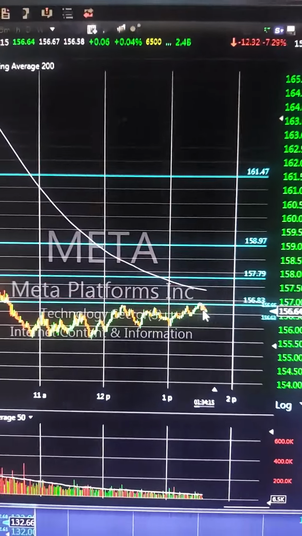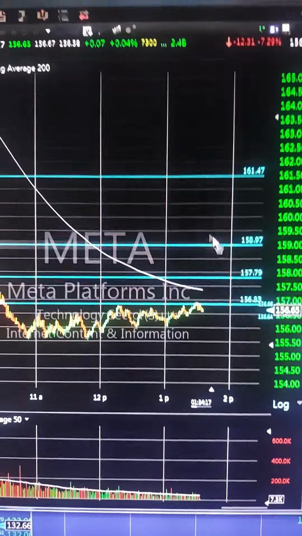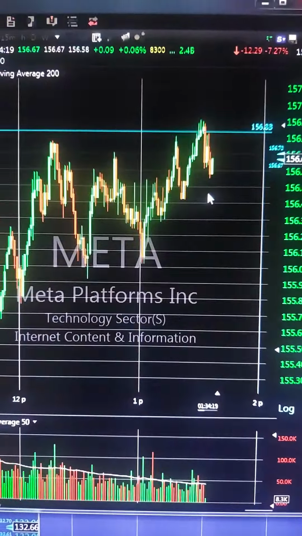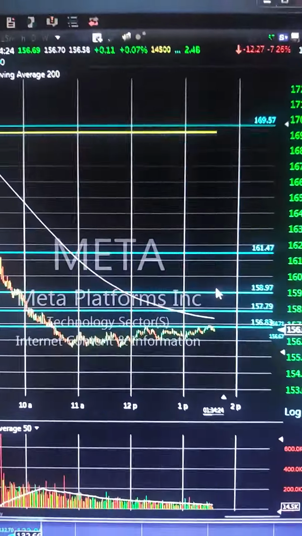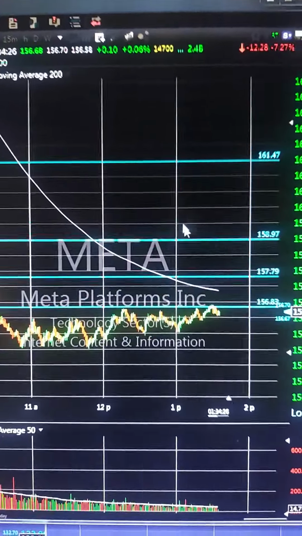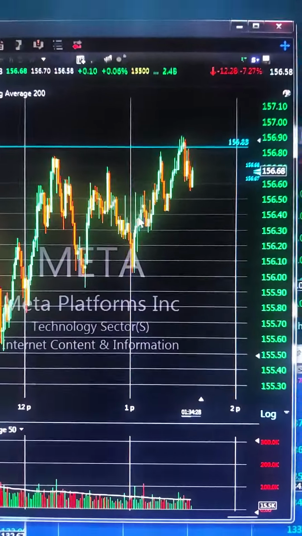Again, I don't know if we're going to head down there today and collapse, but that's where price is eventually heading. So hopefully I'll get a nice short-term gain out of this one in the afternoon. And if not, I'm going to be continuing to look for short trades on Meta in the days ahead until conditions change.